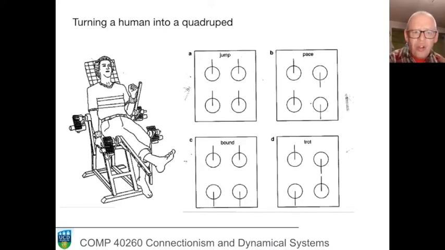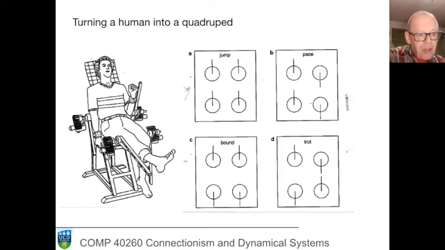What kind of things can you look at now? Well, here's a nice example from Scott Kelso's lab. This is work done about 20 years ago, in which humans were turned into quadrupeds. Now, our legs are much longer than our arms, and we don't normally go around on all fours, and if we do, we tend to use our knees rather than our feet. We're not very good at being quadrupeds. But this chair enables quadrupedal motion.